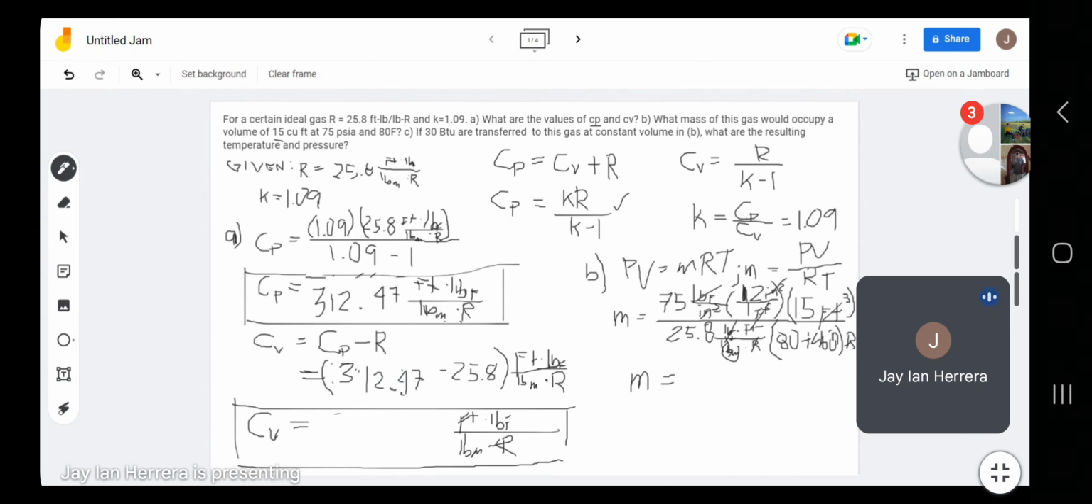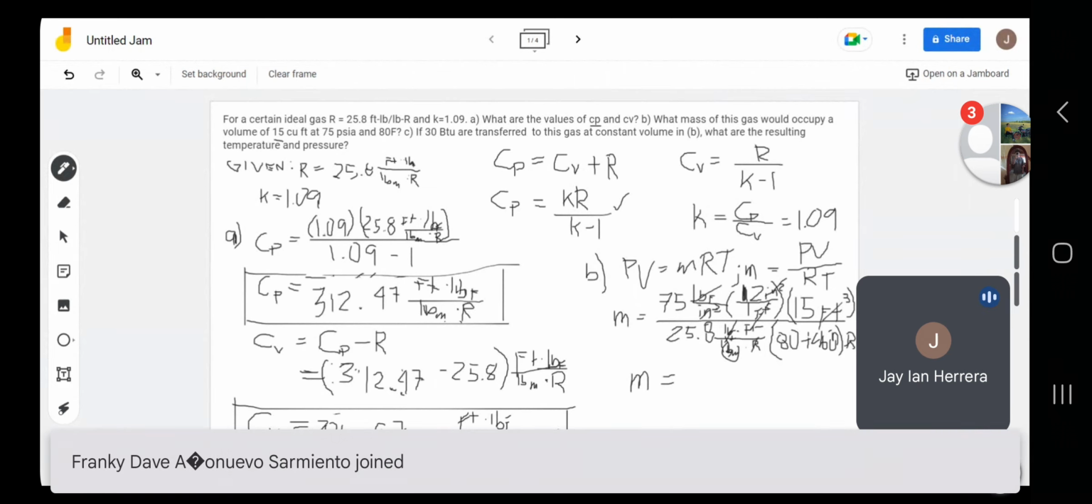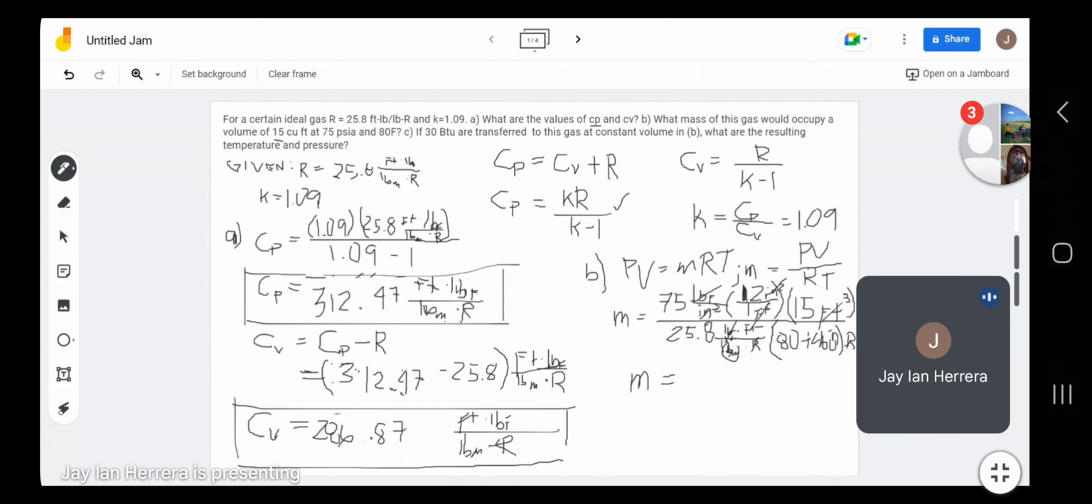So this will be equivalent to 286.67. And for letter B naman, our mass, so that is 75. We're already done with the unit analysis. So 75 times 144, technically, since squared lang yan, multiplied by 15, all over R, that is 25.8, divided by 80 plus 460, that should be 540.